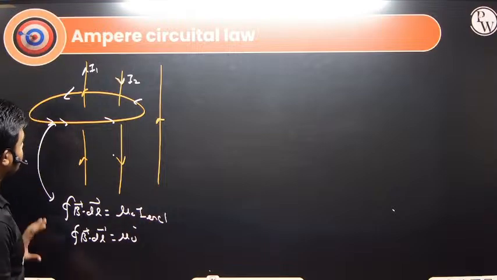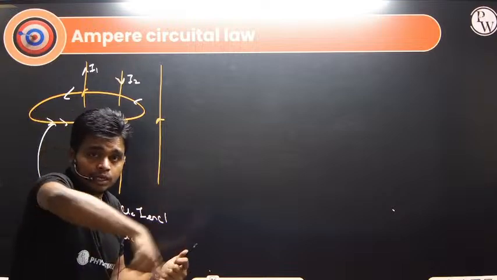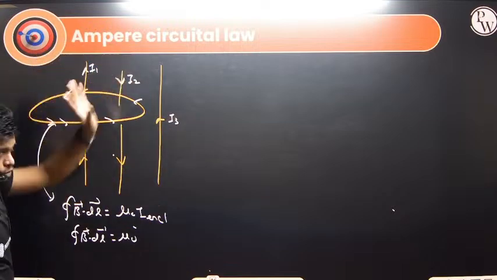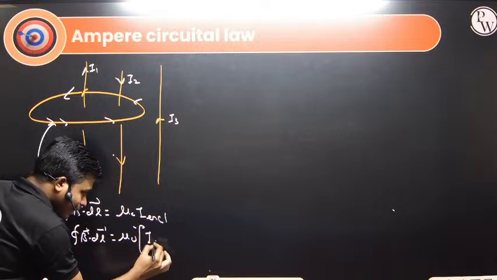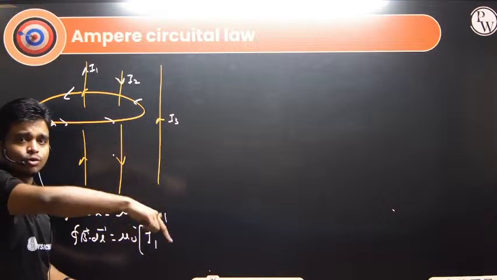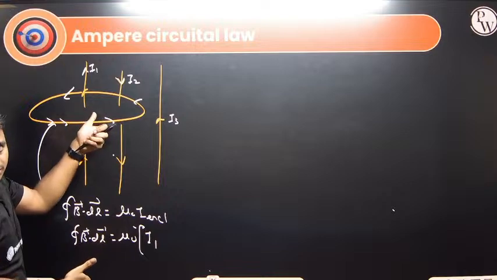What is I enclosed? There are three currents over here. The current which is inside the loop, I1 and I2, are inside the loop. So this will be mu naught times I1. I have to take it as positive because I am rotating my fingers in the direction mentioned in the given scenario.